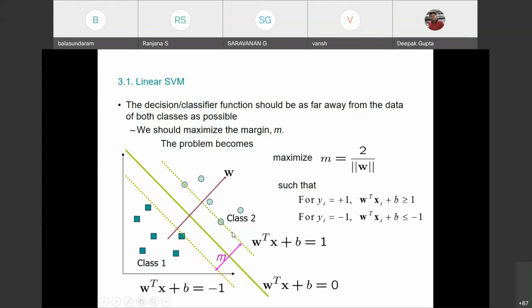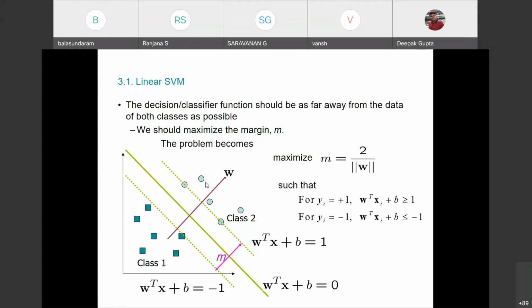What is the condition? The condition is that all these circle points are completely lying on the positive side. Not only the positive side, they have to be greater than or equal to 1. That means they have to be away from the parallel plane, on the other side of the parallel plane. And similarly for the negative points, they have to be away from the W transpose X plus B equal to -1 plane, which means W transpose X plus B must be less than or equal to -1, because these are all on the negative side. This is how we normally formulate it.